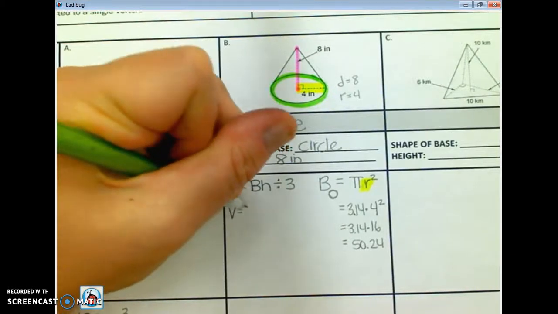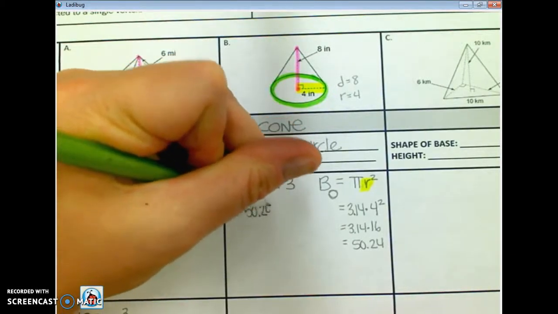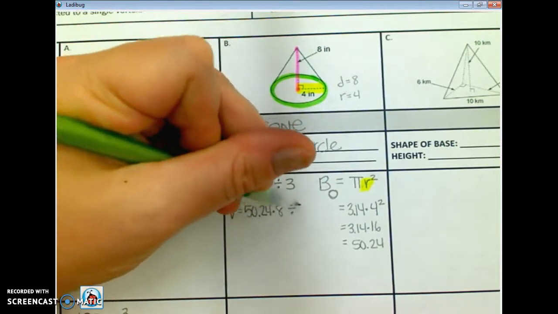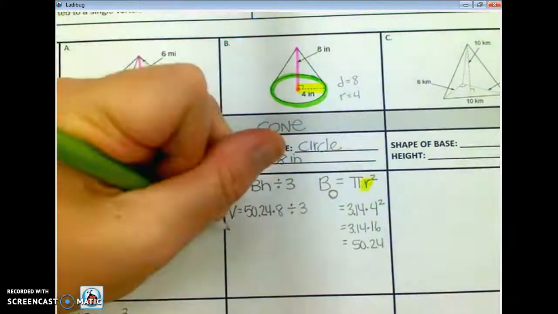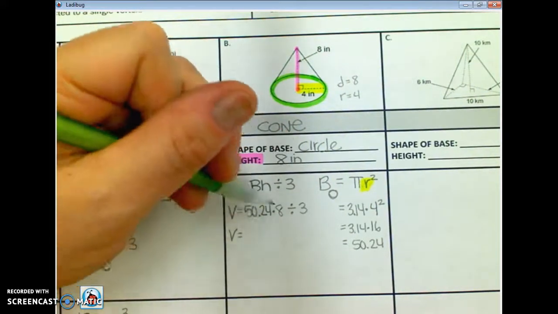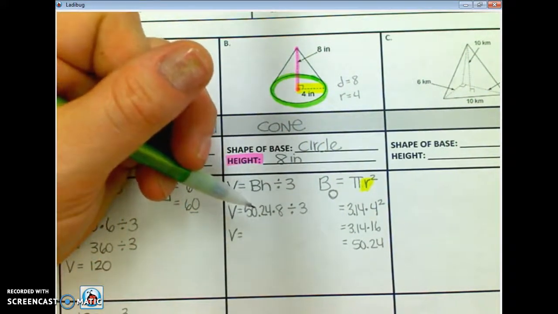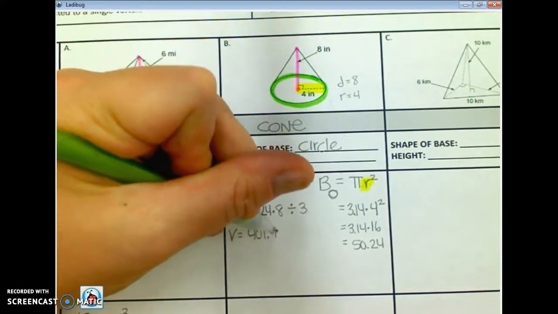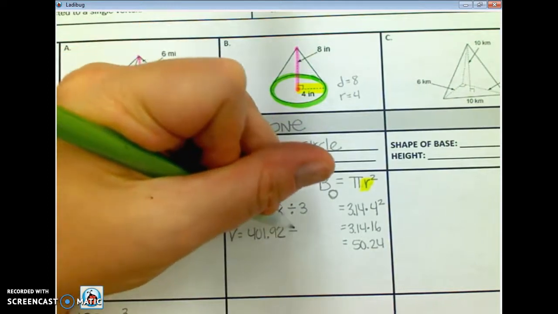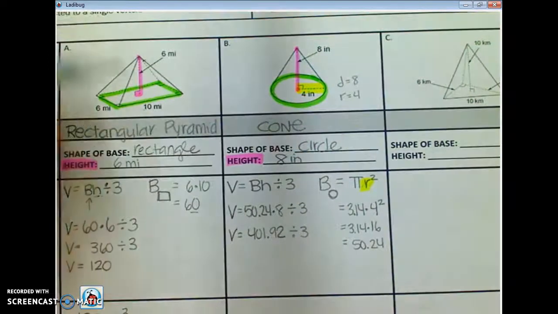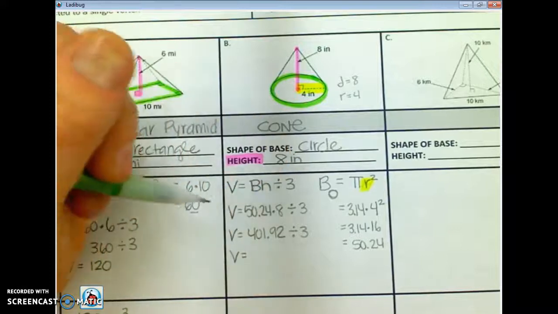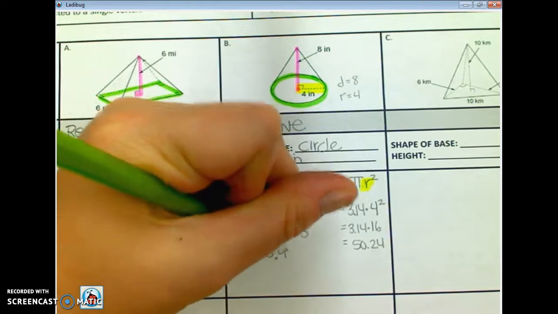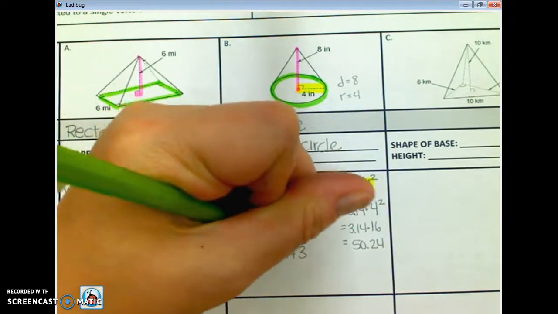So volume equals 50.24. The height of my cone is 8, and I'm going to divide by 3. So I'm going to perform order of operations, working left to right. 50.24 times 8 is 401.92, but I haven't divided by 3 yet. Now I'm going to divide by 3. I get 133.97, and on my calculator the 3 is repeating like crazy.